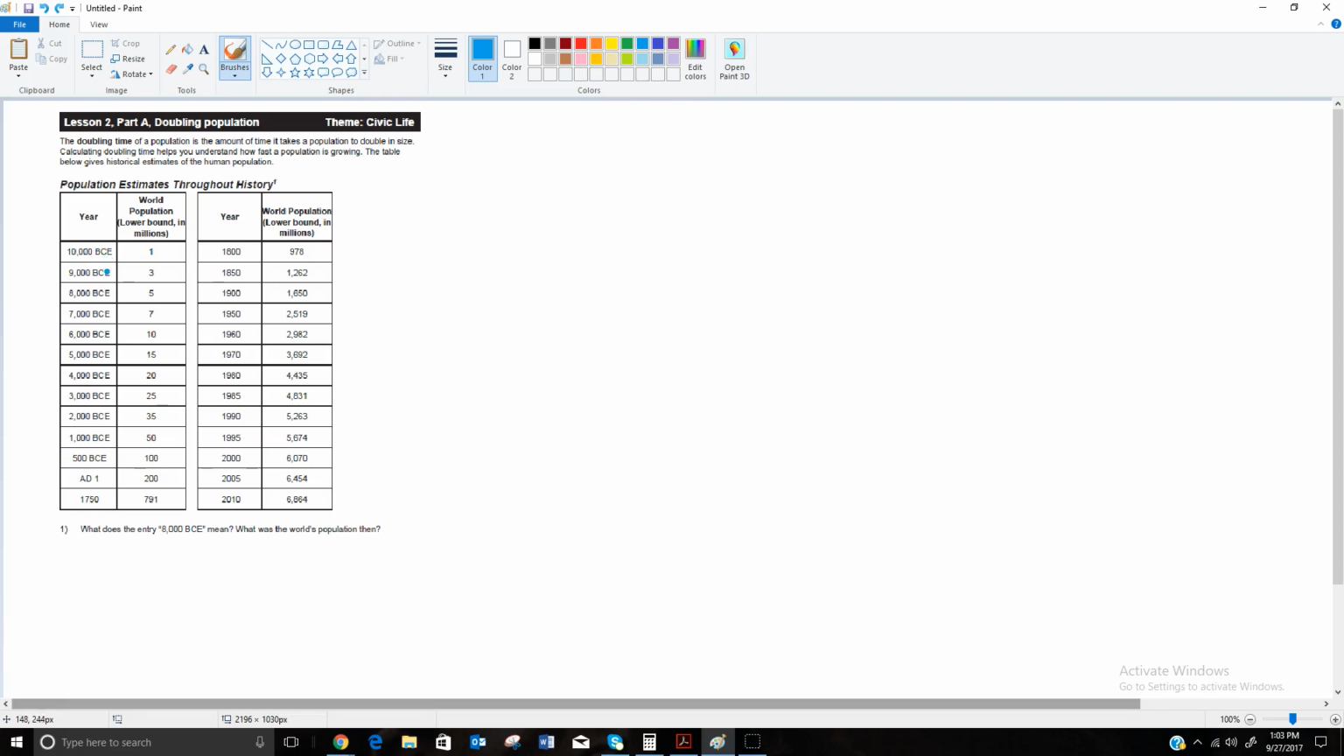And these dates, you'll notice, get smaller as you go down the list, because this is kind of like the negatives on a number line. 500 BCE would be after 1000 BCE. So it's kind of like negative. When you say 10,000 BCE, that's like 10,000 years before the Common Era, whereas 1000 BCE is only 1,000 years before the Common Era. So that's what the BCE means.